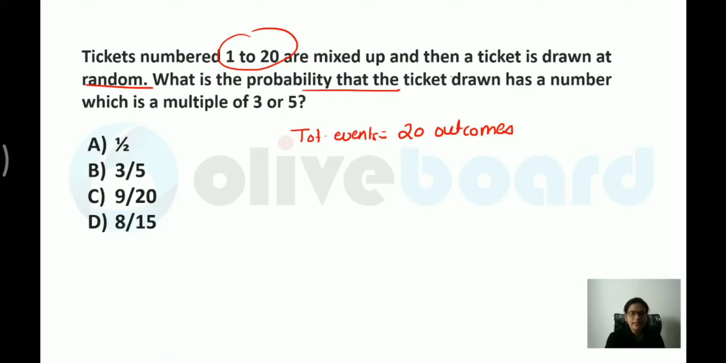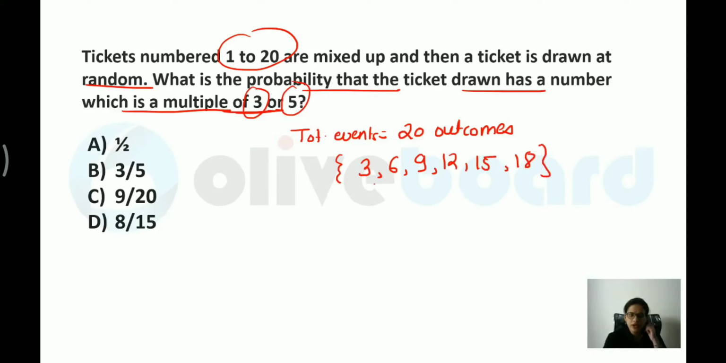What is the probability that the ticket number drawn is a multiple of 3 or 5? You have to write down all the possibilities which are multiples of 3 and 5. It can be 3, 6, 9, 12, 15 and 18. Between 1 to 20 you can observe all these numbers are divisible by 3. When I am talking about divisible by 5, how many outcomes? 5, 10, 15 or 20. These are divisible by 5.